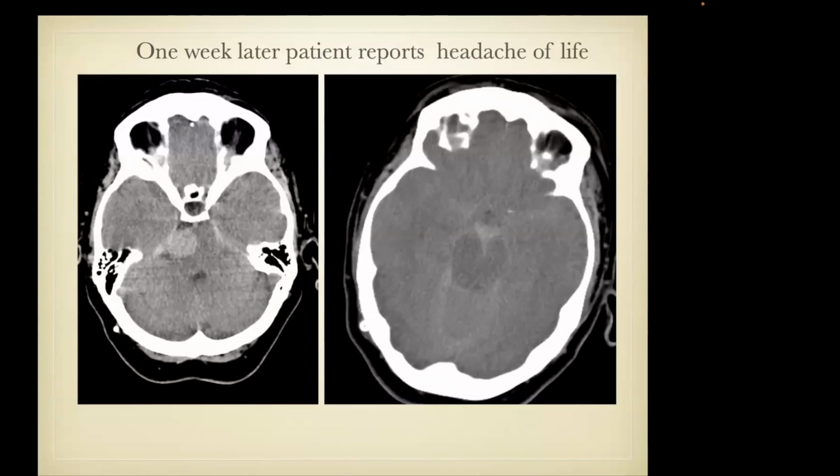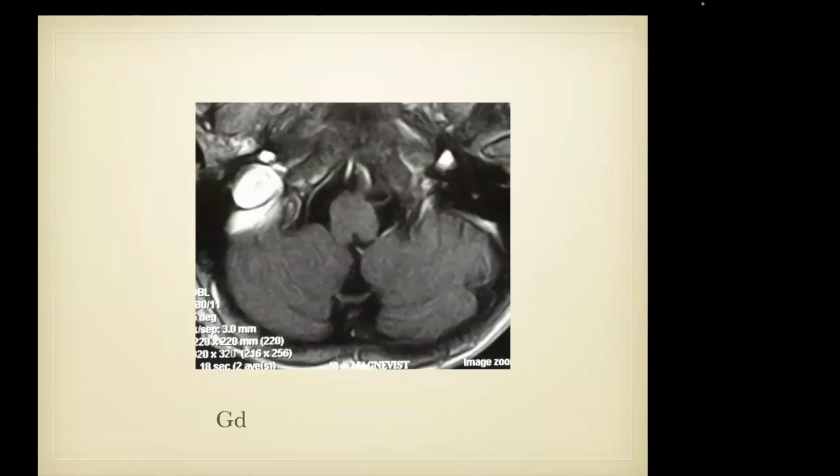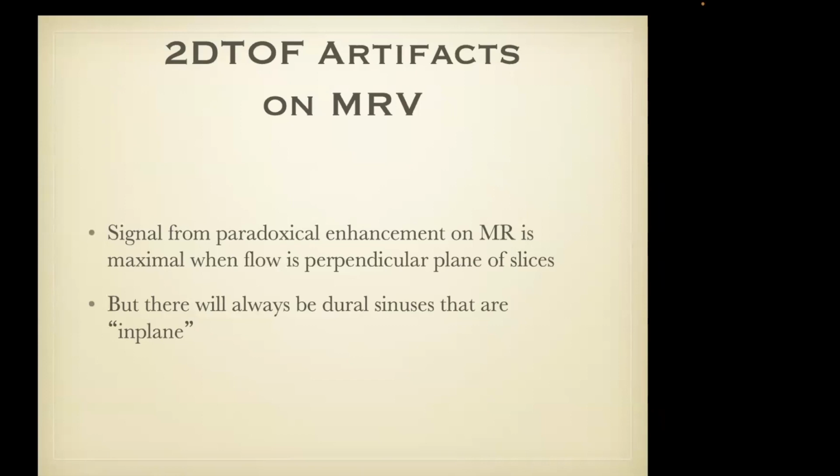All right. So we'll continue with this. Basically, this was our slow flow aneurysm. And now we're talking about artifacts on MR venography. So again, with MR venography, we're using 2D time of flight imaging, and we tend to acquire time of flight imaging for veins in the coronal plane.